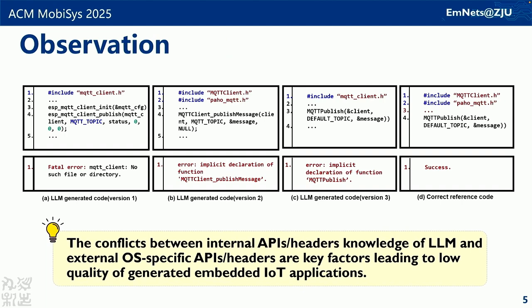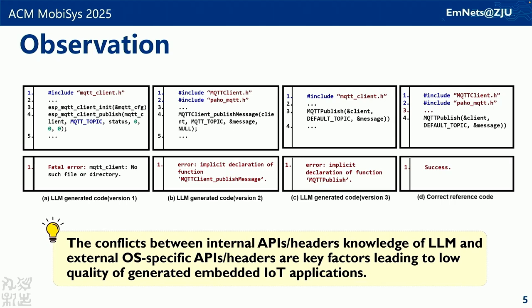So we use an IoT-based application as an example. We record the code versions generated by the LLM during the self-debugging process. We have the following observations. The code version in Figure A uses incorrect headers and APIs. The code version in Figure B uses correct headers but incorrect APIs. These APIs are correct for the Linux version, but not suited for the current IoT OS version. The code version in Figure C uses correct APIs but incorrect headers.